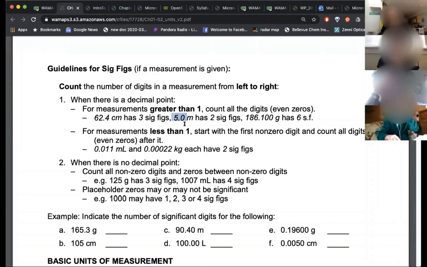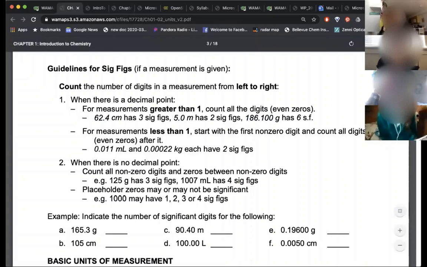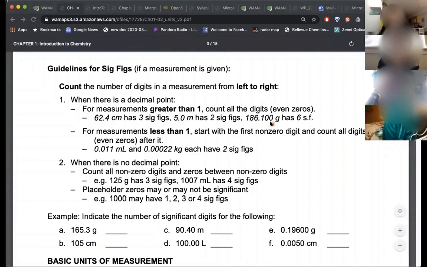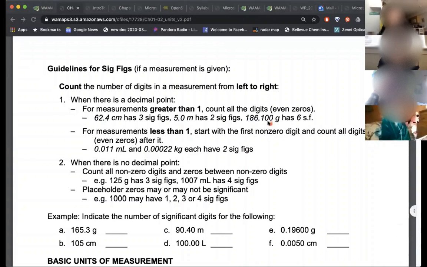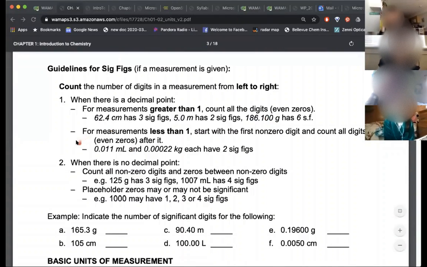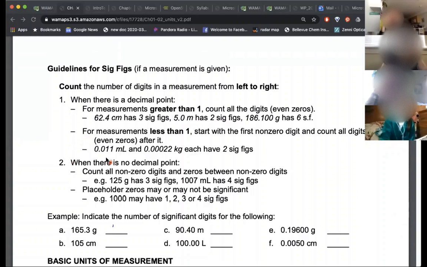So that has 2 significant figures. 2 figures were required in that measurement. This one must have 6. All of those zeros are required in this measurement. If they weren't measured, they wouldn't be written. Does that make sense? Okay, if the measurement is less than 1, then you start with the first non-zero digit.